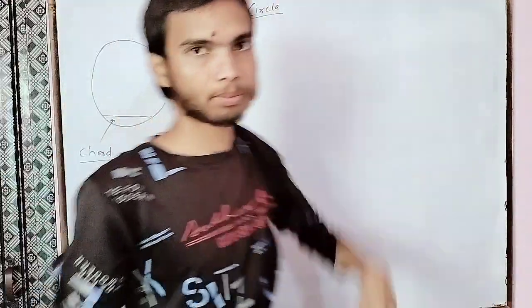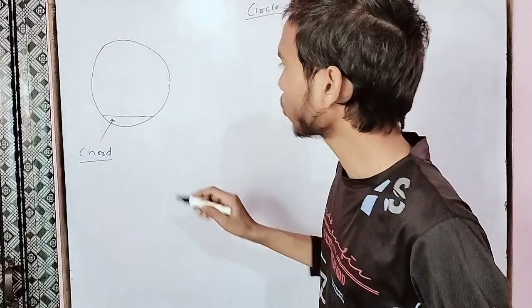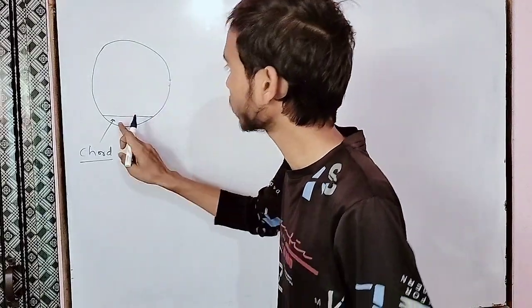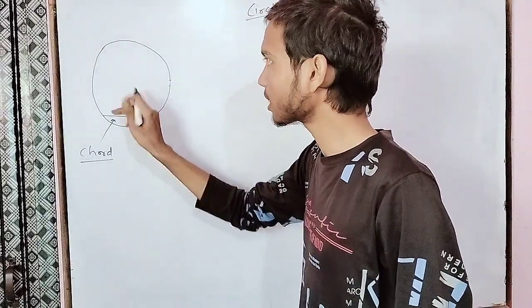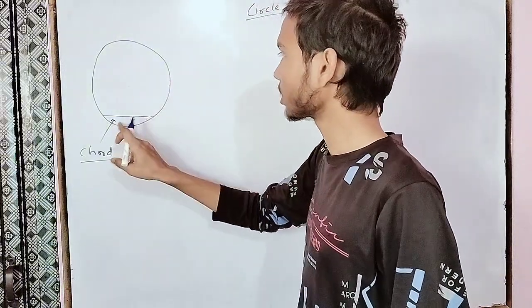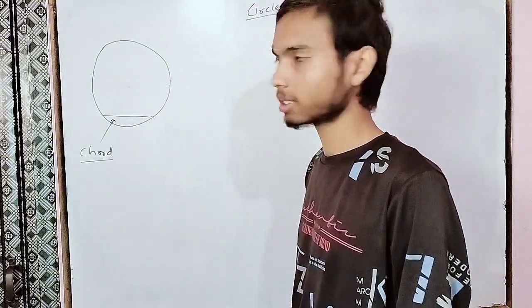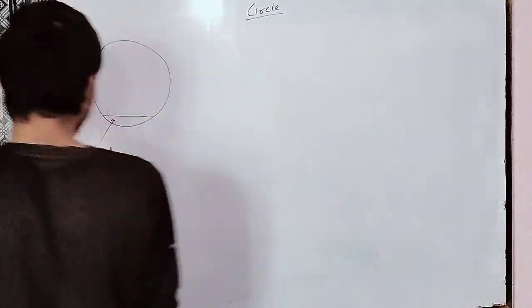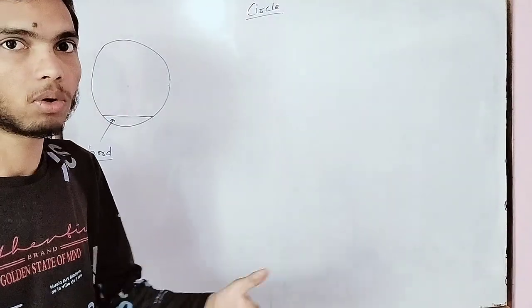When it comes to a chord, here you can see this chord line segment is not passing through the center. Of course, no. This line is not passing through this center. So this is the measure difference between a chord and the diameter.